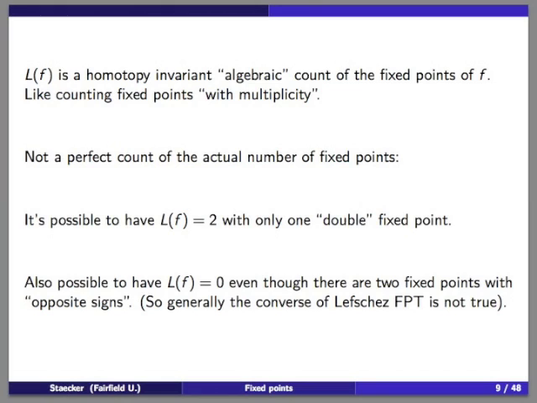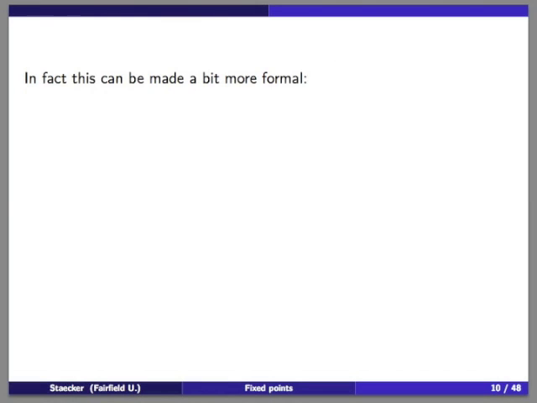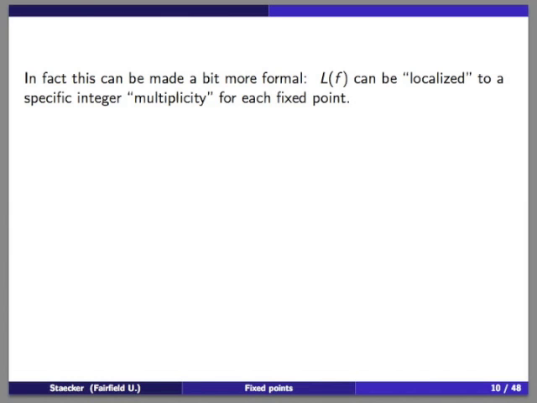So that's what I meant when I said the Lefschetz number is not a perfect count of the actual number of fixed points. Generally, the converse of the Lefschetz fixed point theorem is not true. That is, if the Lefschetz number is 0, that does not mean there are no fixed points. It's just there could be fixed points with alternating or opposite signs. And this business, what I'm saying about the signs, you can actually formalize this. The Lefschetz number can be localized into a specific integer multiplicity for each individual fixed point, if the fixed points are isolated. And this localization is called the fixed point index. So I want to talk a little bit about that.